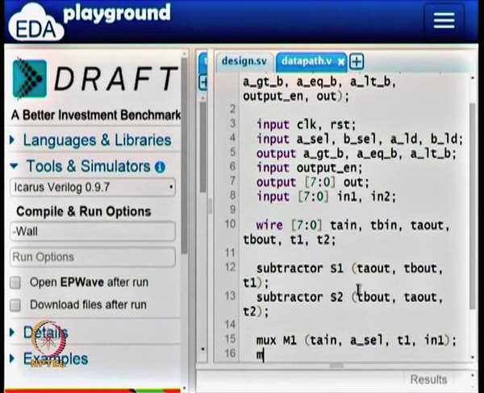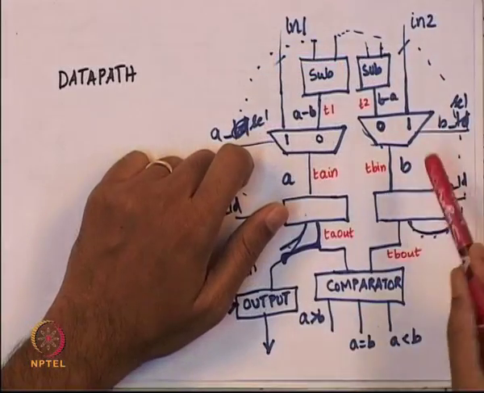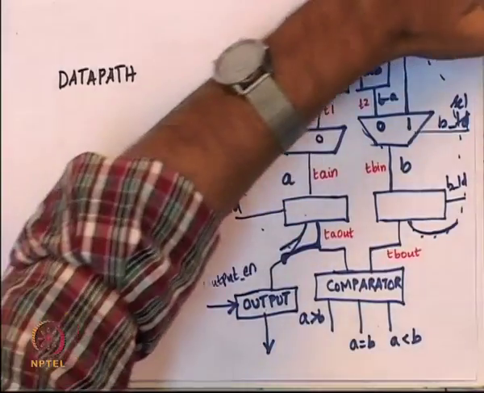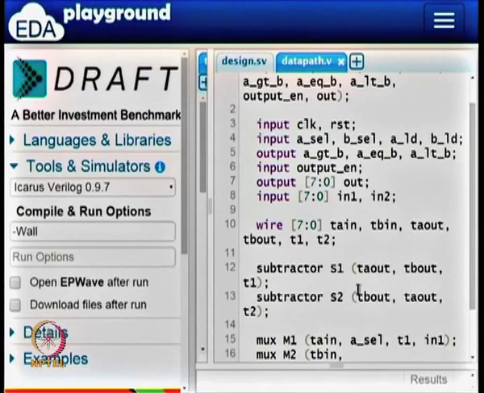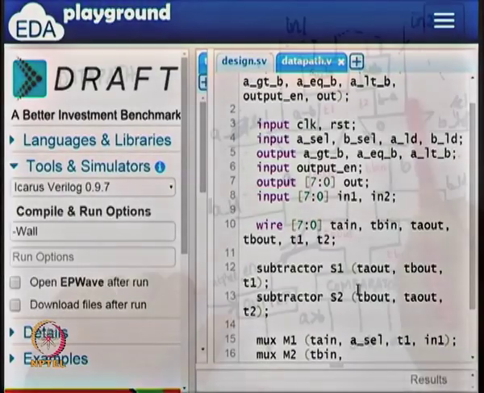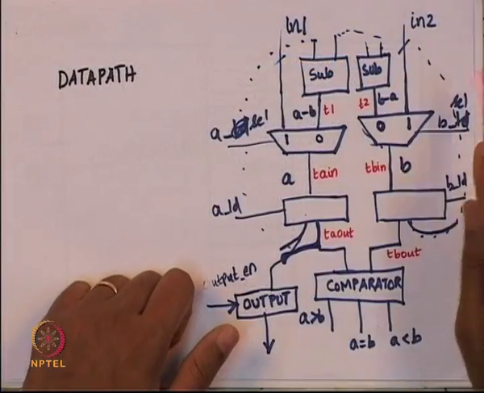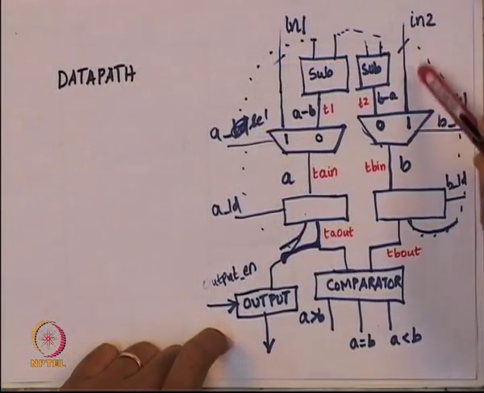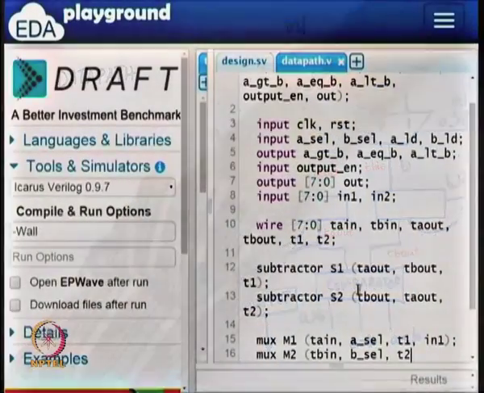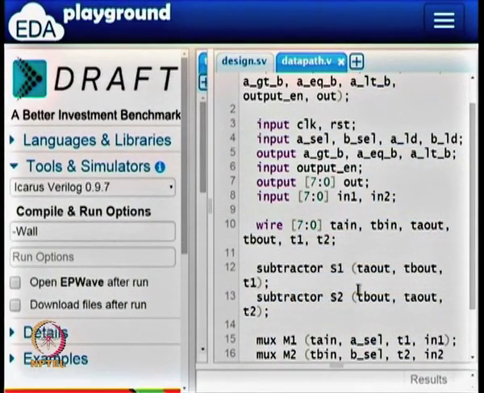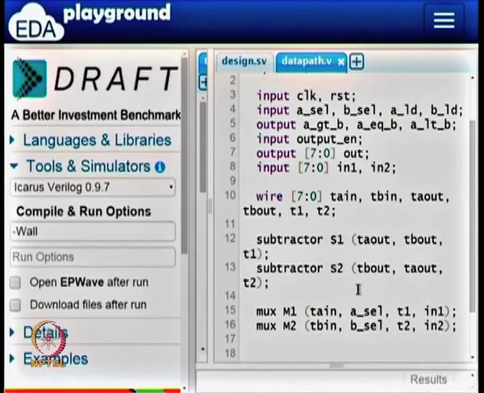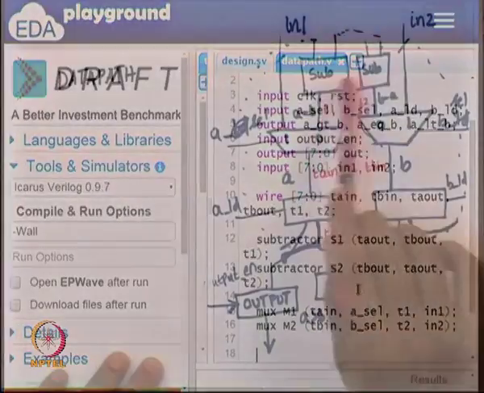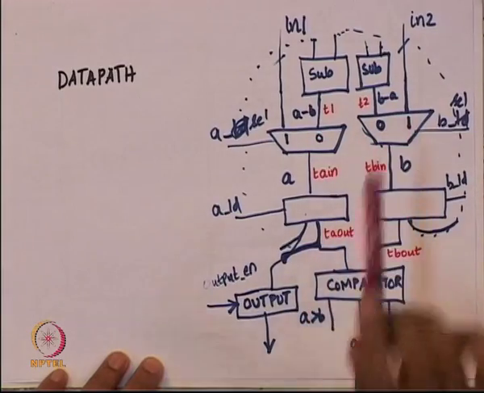Similarly we have mux M2. Again let us look at the picture, mux M2. This is supposed to give TB in as the output. The select line is called B select. At the 0 line we have T2 and at the 1 line we have in 2. So I will put T2 and in 2. So we have taken care of different things here. We have taken care of the subtractors and the multiplexers.